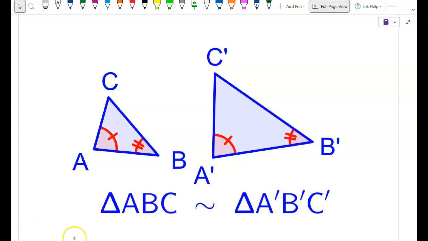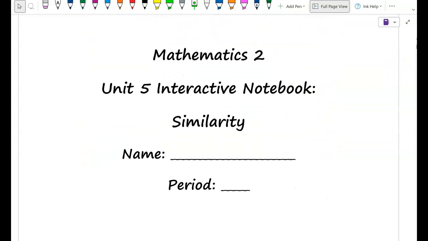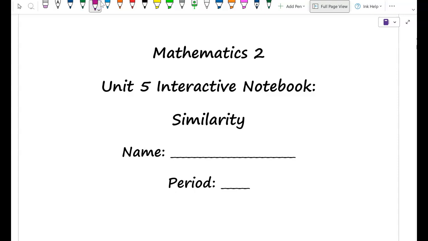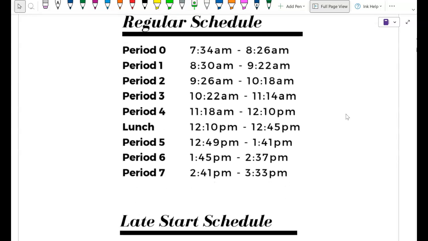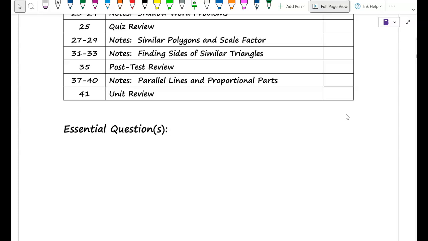All right, so this is Unit 5 we're starting. It is about similarity. You should have already put your name and period on the front cover so we know whose notebook is whose. And again, we will come back to the essential questions in the next lesson.